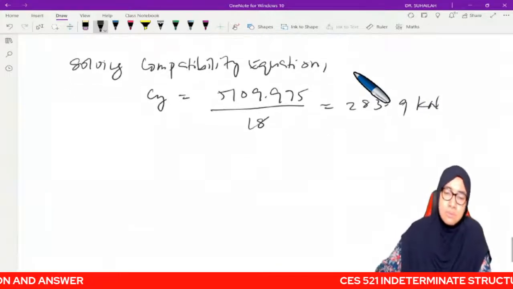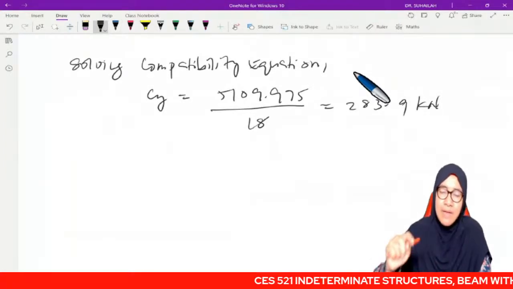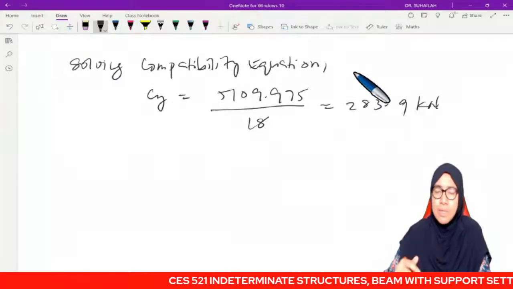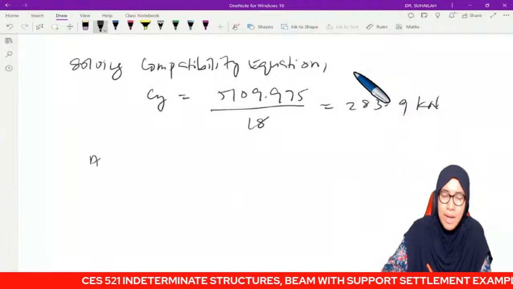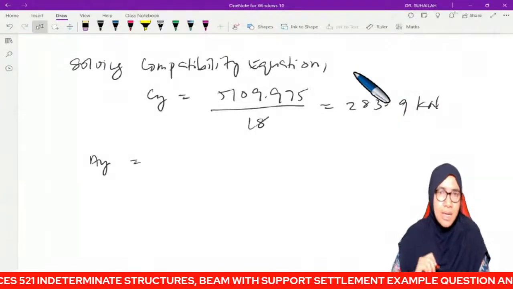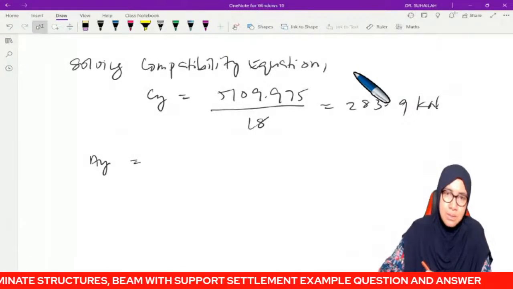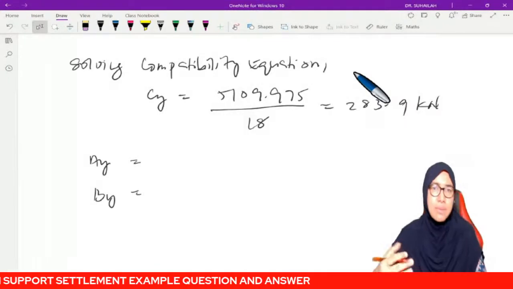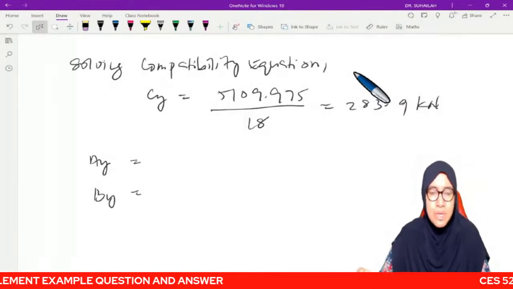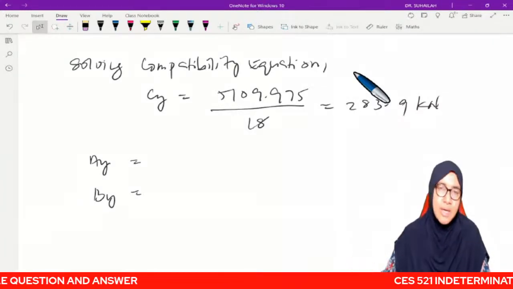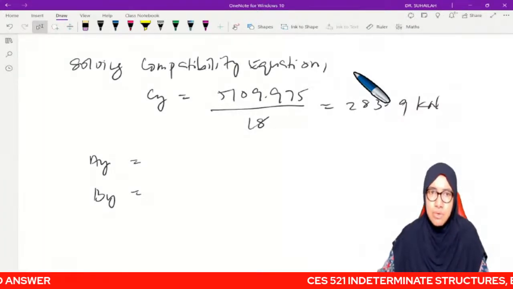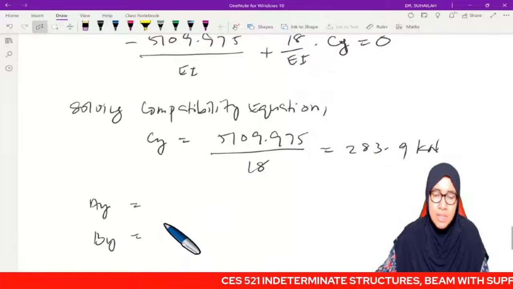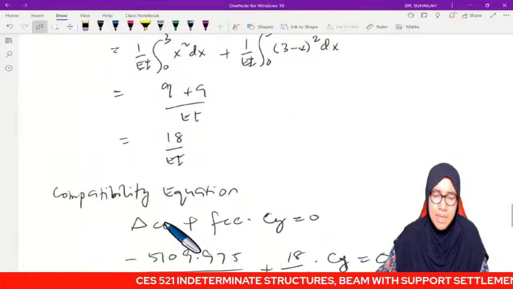So now, after having the redundant, we can continue to calculate AY. AY and BY we can calculate using the principle of superposition. Using the principle of superposition, we have to look back at the reaction in the primary system and in the redundant system.